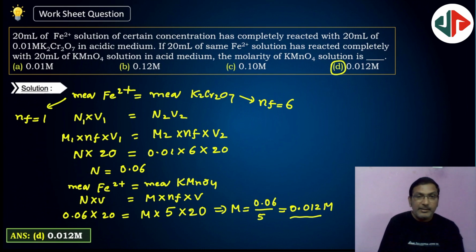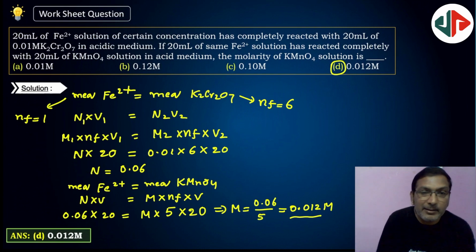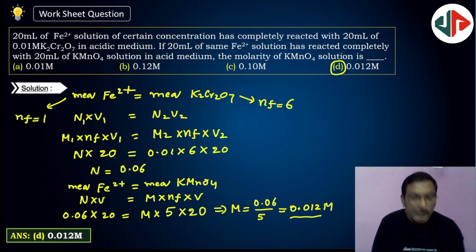In the first step I calculated the normality of Fe2+. Then by using the normality of Fe2+, I calculated the molarity of KMnO4. Two steps are there.